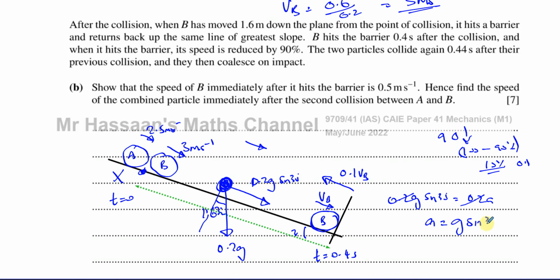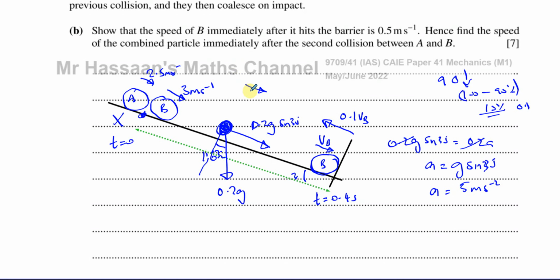We should know that anyway. g times sine of the angle of the incline is the acceleration if there's no friction or anything else acting, and it's only subjected to the weight going down a slope. So that's 10 times a half, which is 5 meters per second squared. g is 10, sine 30 is a half. So this is the acceleration of the particle, 5 meters per second squared, and we can now use suvat to find its speed when it hits the barrier.